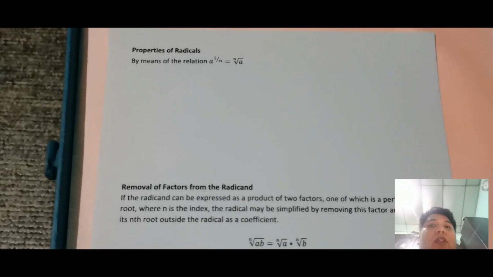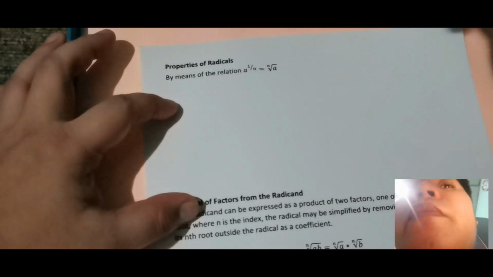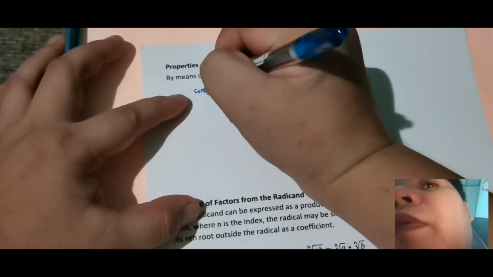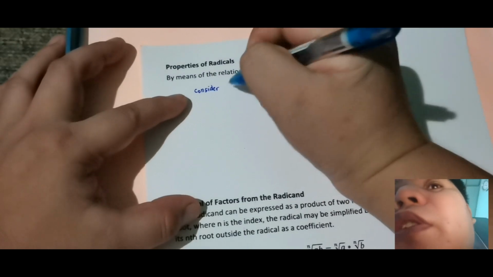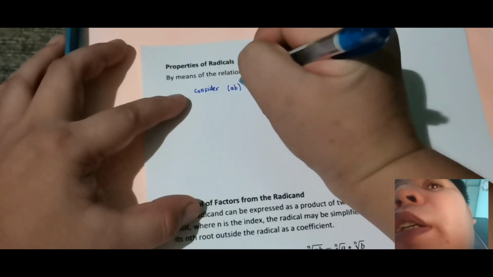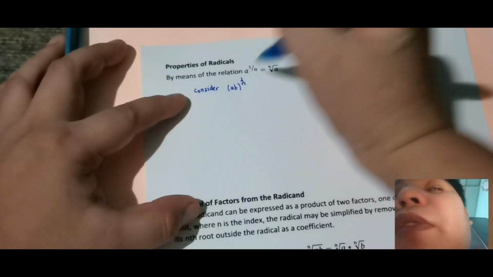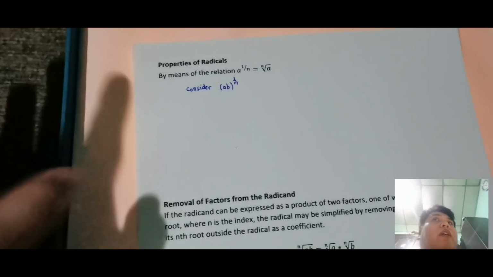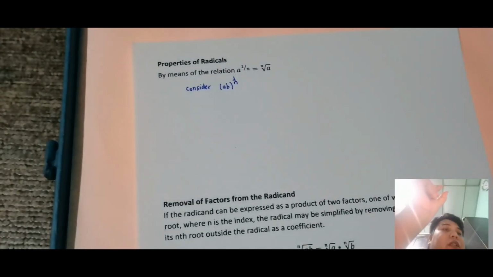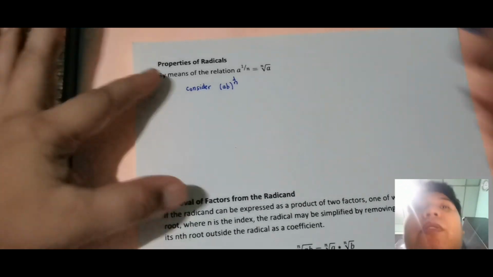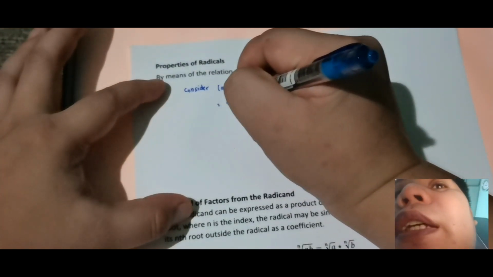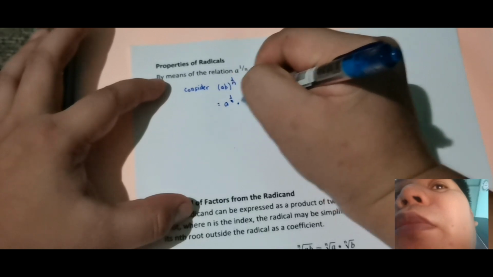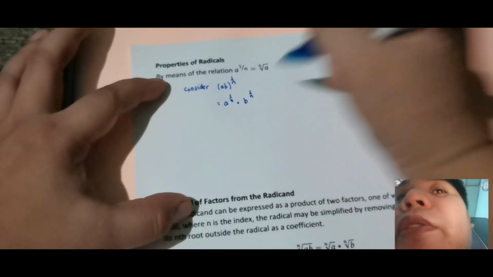So, for the meantime, ito muna. So, by means of the relation a raised to 1 over n is equal to nth root of a. Okay, ulit yan yung pag-uusapan natin. So, consider natin, una, consider si a times b raised to 1 over n. Okay? So, by property ng exponent dati, yung a, b raised to n, nagiging a raised to n times b raised to n. So, pwede ko siyang gawin ganito. So, this is equivalent sa a raised sa 1 over n multiplied by b raised sa 1 over n.